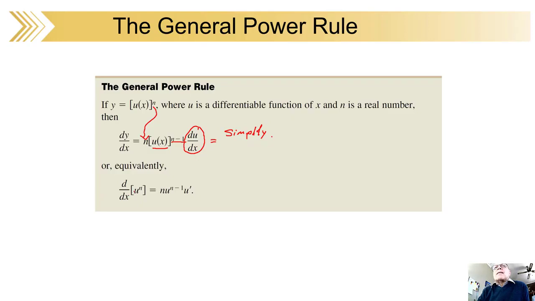Here's another way of saying the same thing. Bring that n out front, and there's our n. Reduce the exponent by 1, that's the n minus 1, and then take the derivative of that inside function, u prime. Another way of looking at the same thing.